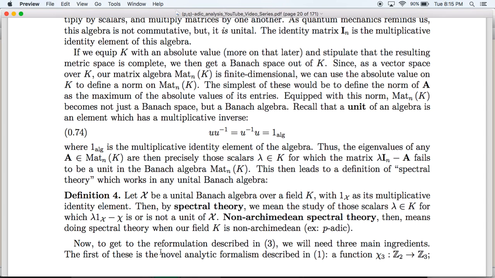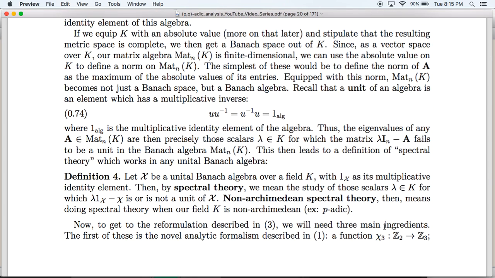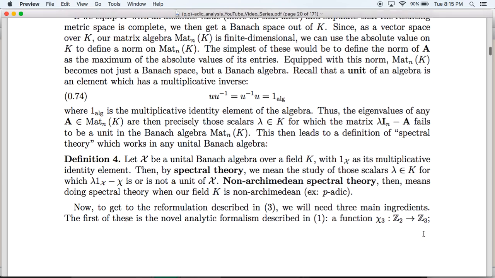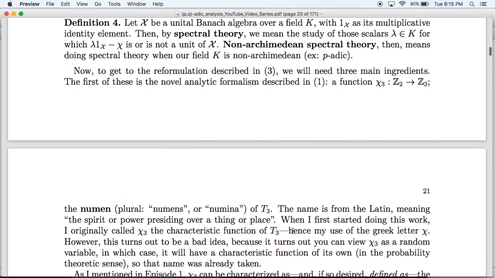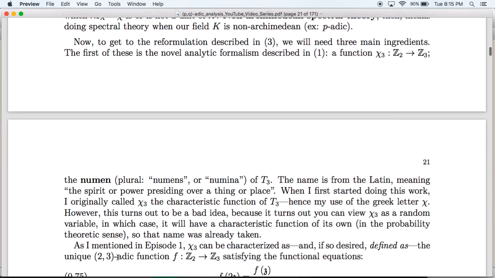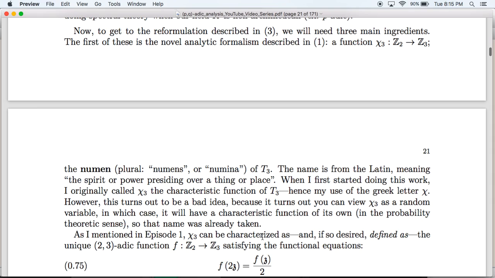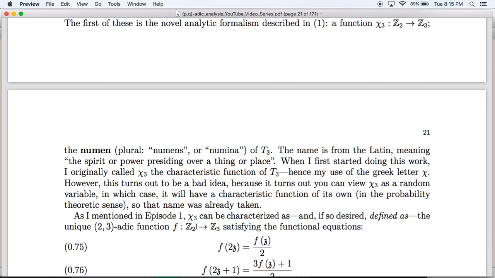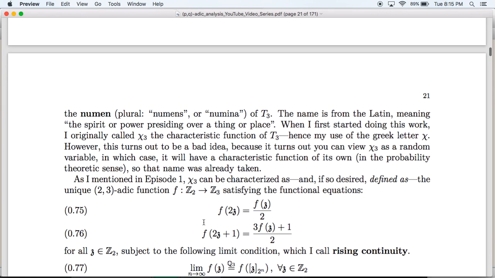So, to get to the reformulation described in 3, we need 3 main ingredients. The first is, as mentioned, the Numen. In this case, it's the Numen chi_3 for the shortened 3x plus 1 map, T_3. Chi_3 is a 2,3-adic function from the 2-adic integers to the 3-adic integers. As I mentioned in episode 1, chi_3 can be characterized, and if so desired, defined, as the unique 2,3-adic function from the 2-adic integers to the 3-adic integers satisfying the following equations.